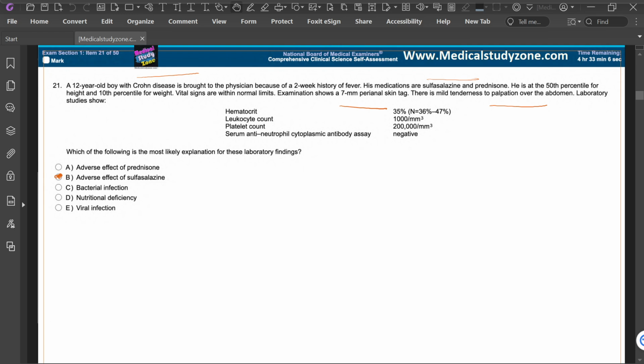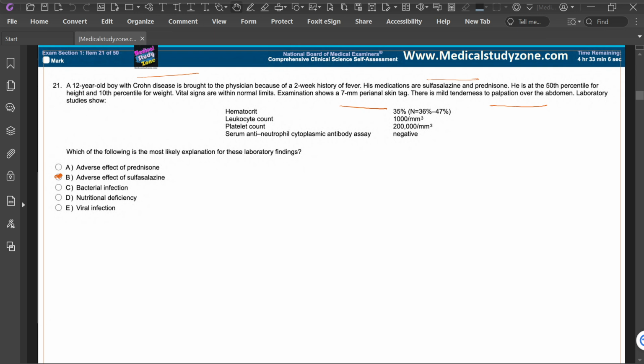Agranulocytosis indicates a neutrophil count less than 100 per cubic millimeter, while this patient's neutrophil count is unknown. His total leukocyte count is 1000, consistent with neutropenia. The risk of spontaneous infection increases when the neutrophil count drops below 500.